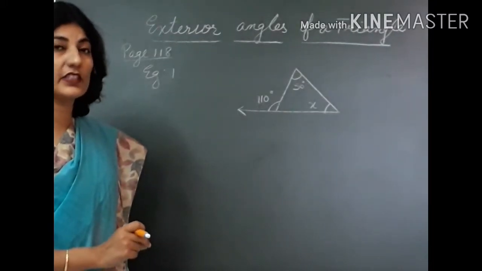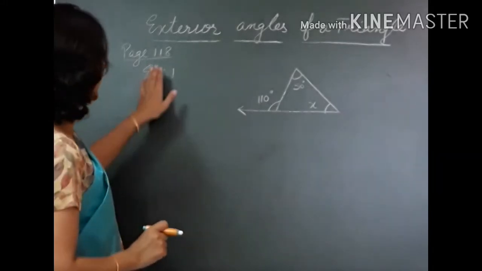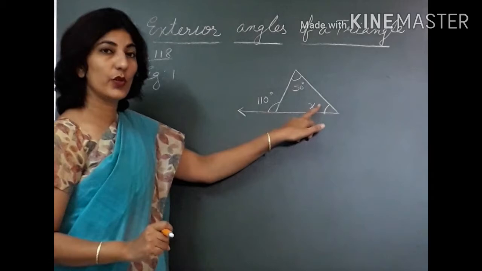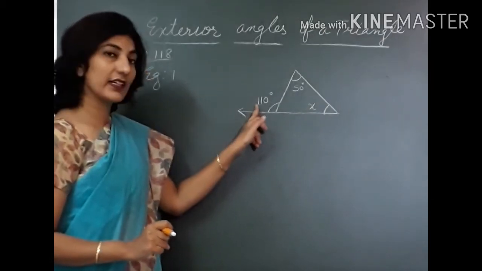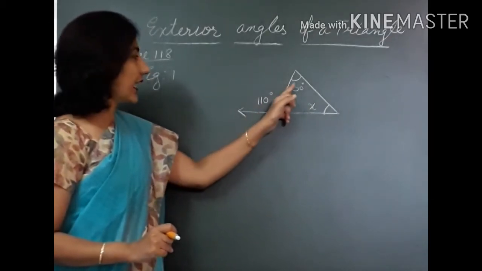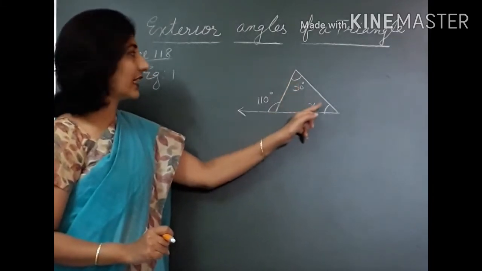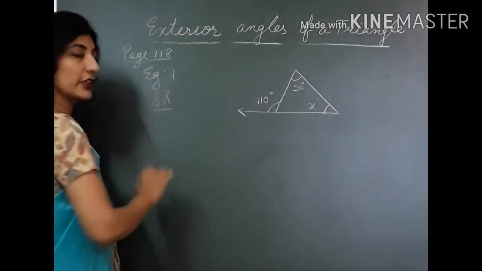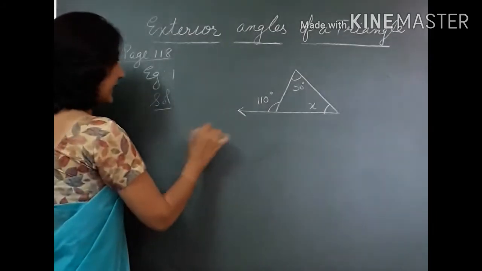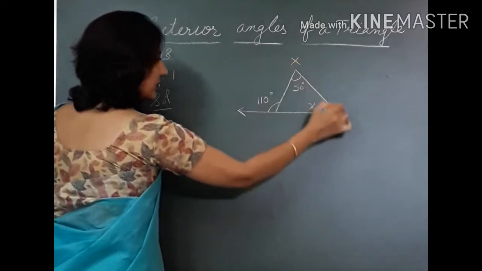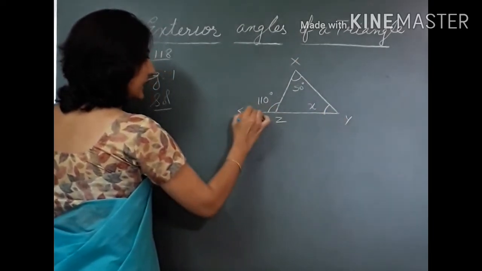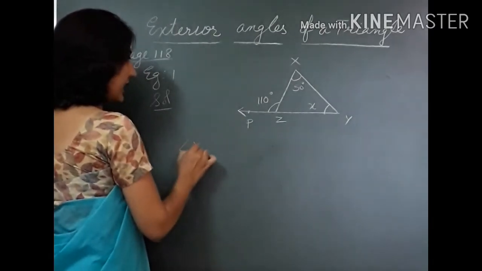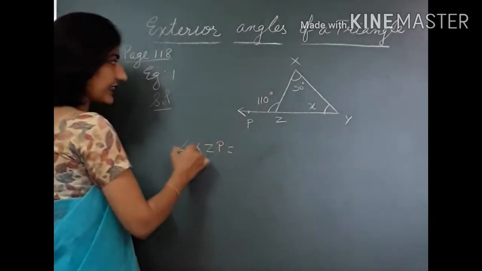Another example is given in your NCERT textbook, on page number 118, example number 1. Here you have to find the value of x. See, the exterior angle is given and one interior opposite angle is given, the other you have to find. Again we will write in the solution, using this exterior angle property. You can name this triangle as XYZ, and here you can name the point as P. So angle XZP, this is the exterior angle.